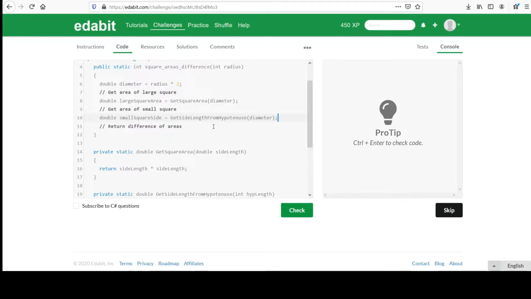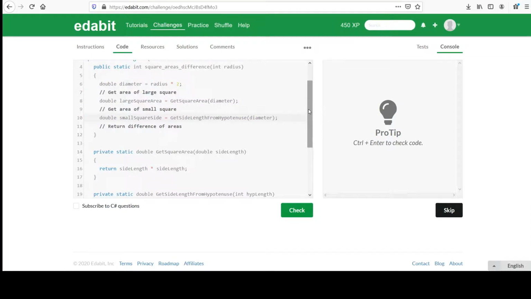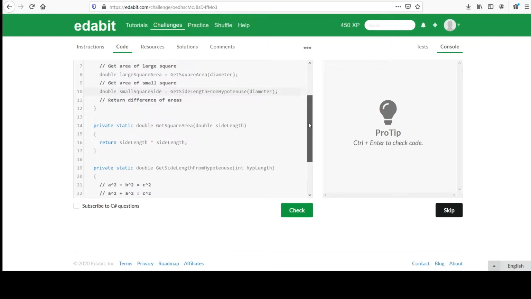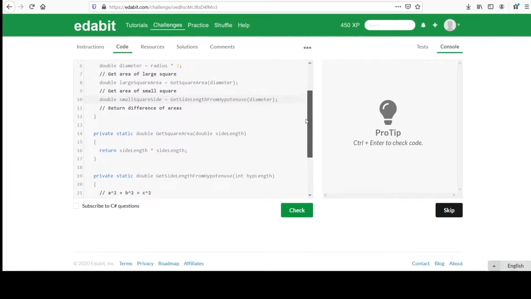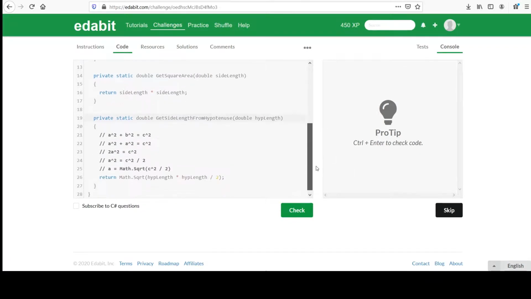Diameter. If you recall, remember looking across this way. It's the diameter of the circle. So, yeah, that'll make that easy. Give us back a side. We pass this as an n. I'll make it double to keep it the same.